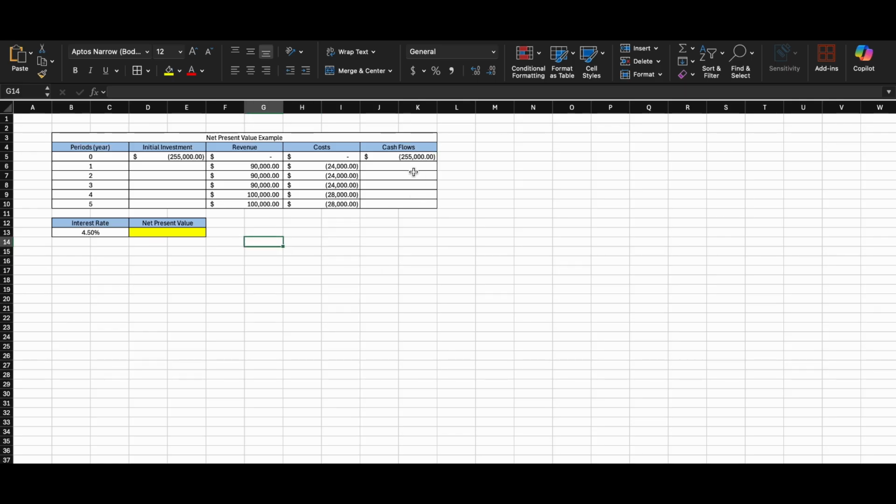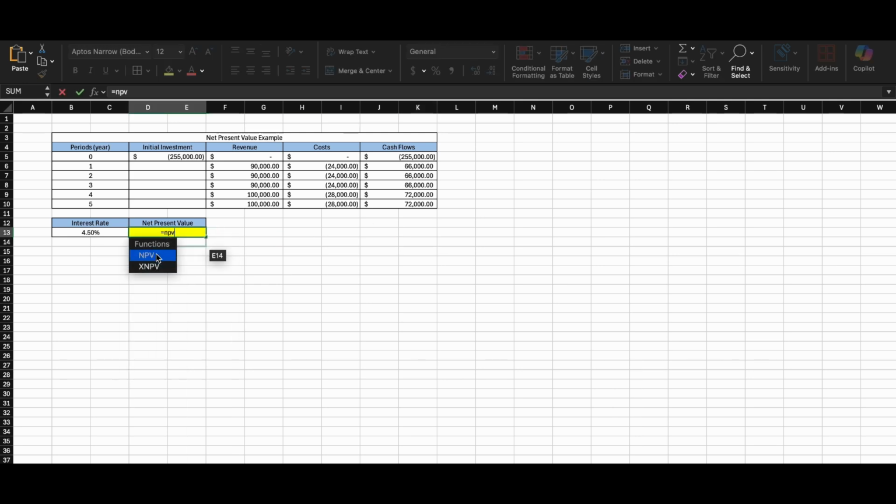In order to calculate the net present value, we will first need to find the total cash flow of each period, or each year. Year zero will simply be the cost of the initial investment. Make sure this amount is entered as a negative number. You can simply use the equals SUM formula to add up the total revenue and costs of each year and copy it down for each period to get your total cash flows from each year.